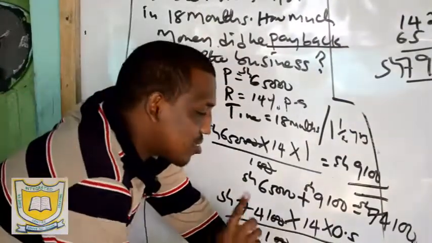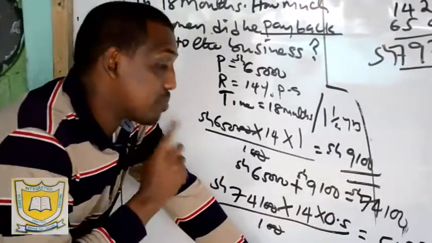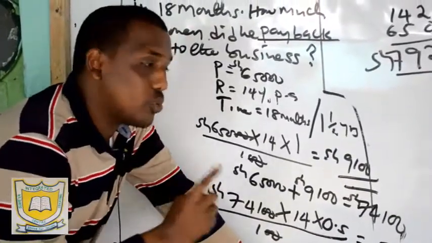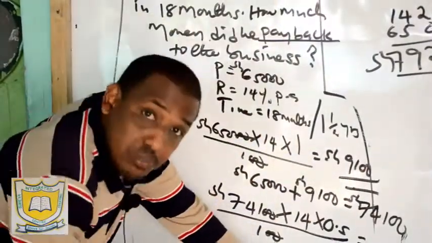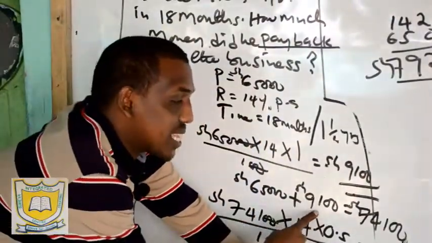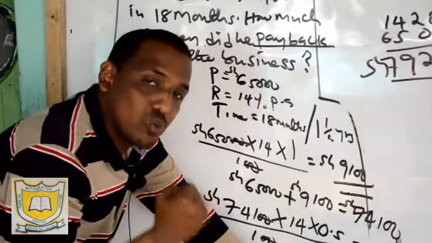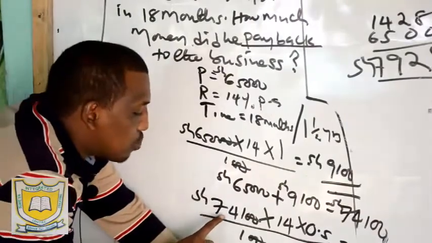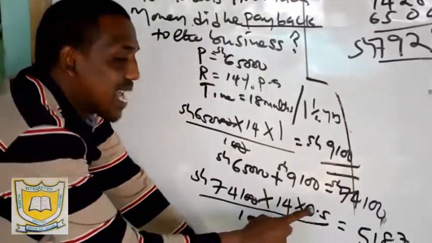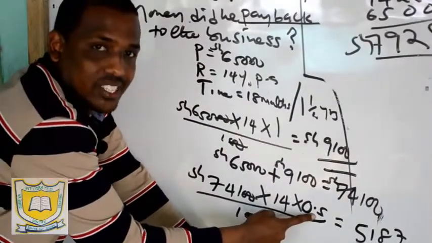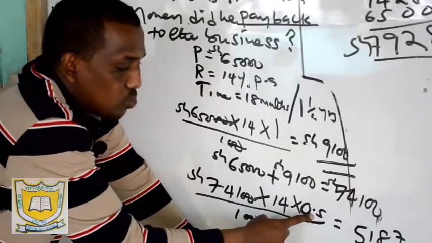To proceed to the second year now, first thing you do, you must get the principal of the second year. To get the principal of the second year, you add the interest of the first year plus the money you have deposited. That is the principal. So 65,000 plus 9,100, you get 74,100. That is now the principal of the second year. So second year now, principal 74,100 times rate 14 times half a year. Easy way, you say times 0.5. I prefer 0.5 for easy way.